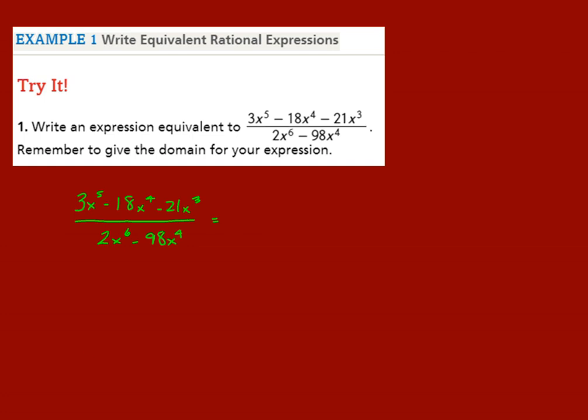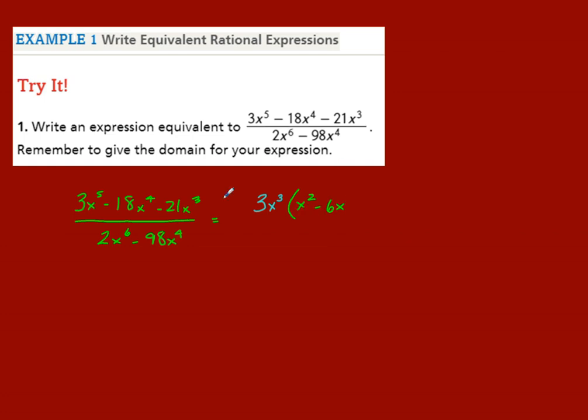Actually, let me change the colors up here. I'm going to write down the 3, and every single one of them has an x to the 3rd in it. You remember, you factor out the highest exponent, so x to the 3rd. Now, what's left over is 3x cubed times what gives me 3x to the 5th. That's going to be x squared minus 6x. 3 times negative 6 is negative 18.